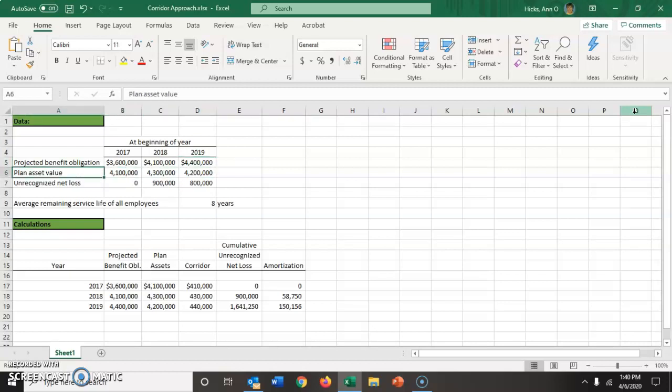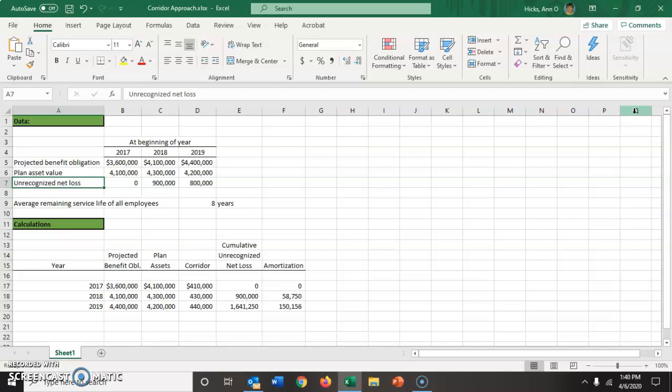Same thing for the value of the plan assets. At the beginning of 2017, we had 4.1 million. At the beginning of 2018, 4.3 million. At the beginning of 2019, 4.2 million. And then we need to know what our unrecognized net loss is.